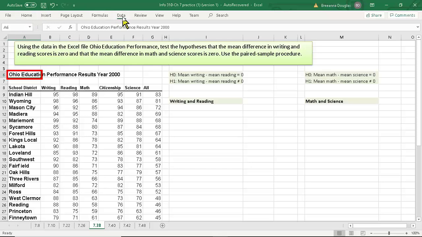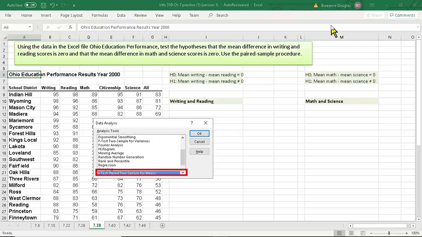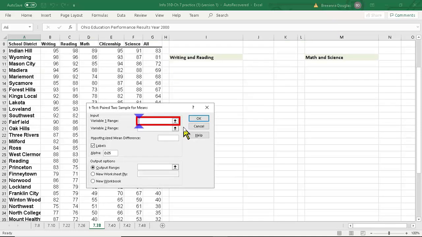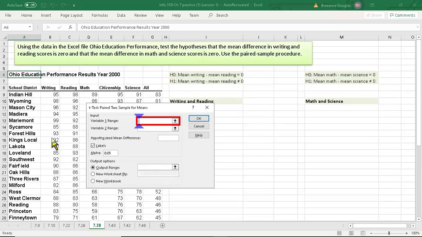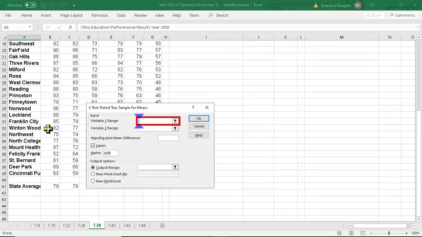So to do this, you'll go to Data on the top. You'll click Data Analysis, and you will hit t-Test: Paired Two Sample for Means. We will first enter our variable 1 range, which will be for writing scores. As you can see, writing scores start at cell B8 and continue down to cell B39. So we will enter B8 colon B39.